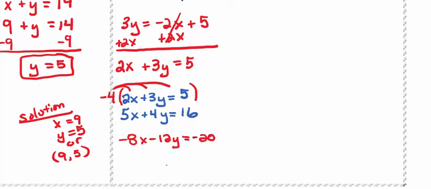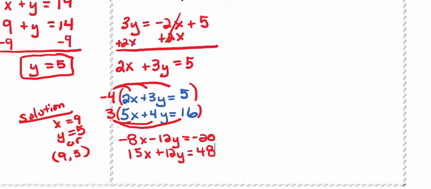Okay, now I also want the 4y to be positive 12y. So I'm going to multiply the second equation by positive 3, because positive 3 times 4 is 12. Don't forget to distribute here. So 3 times 5 is 15x. 3 times 4 is a positive 12y, and then I have 3 times 16, which is 48.